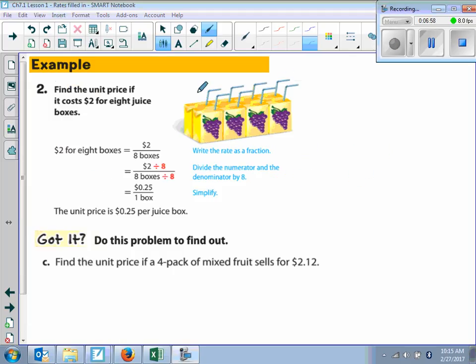All right, for this example, it says find the unit price if it costs $2 for 8 juice boxes. Okay, so this is a real life situation. So we have $2 for 8 boxes. We want to know how much does it cost for 1 box, right? So we're going to write this as a fraction. So that's $2 for 8 boxes. And then we're going to divide in the numerator and the denominator by 8. So we end up with 0.25 or 25 cents for 1 box.